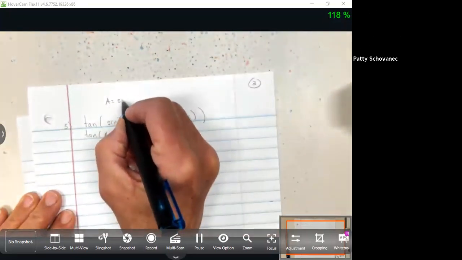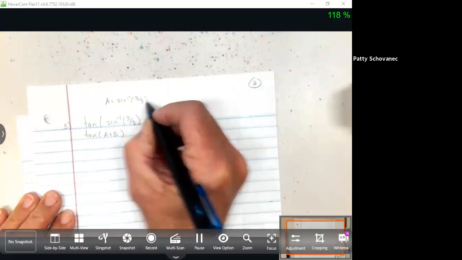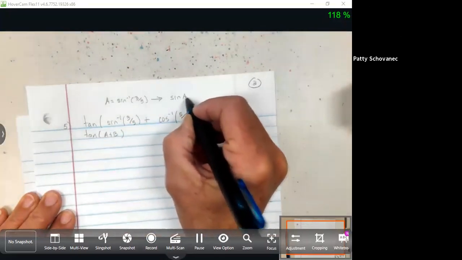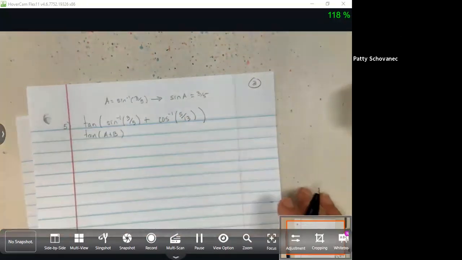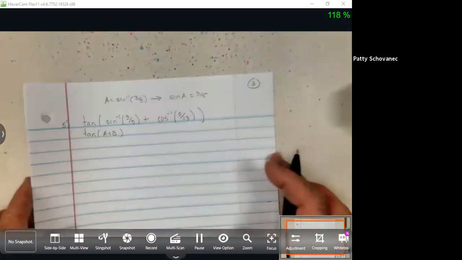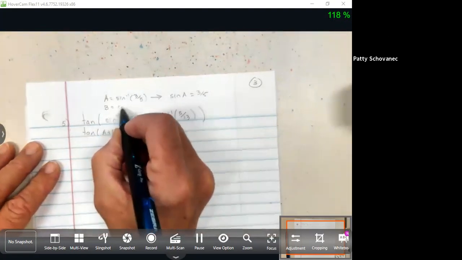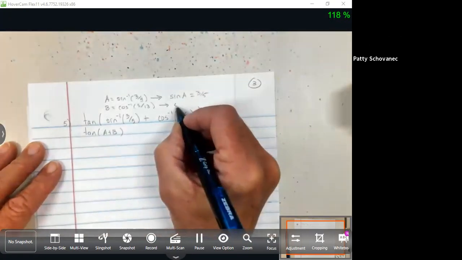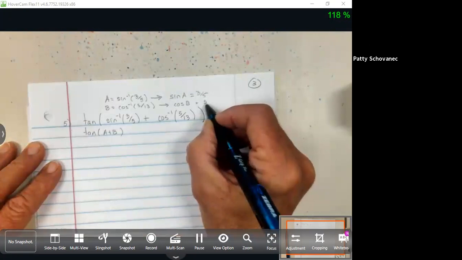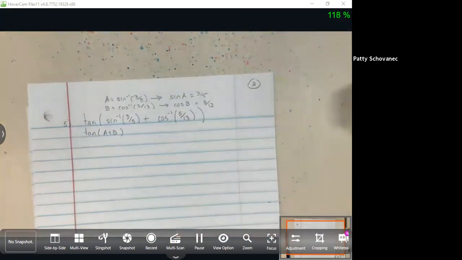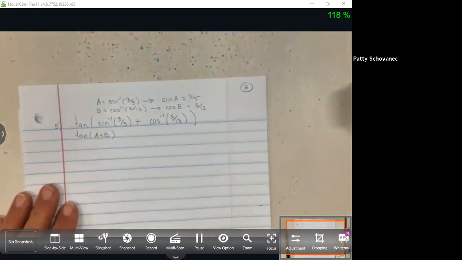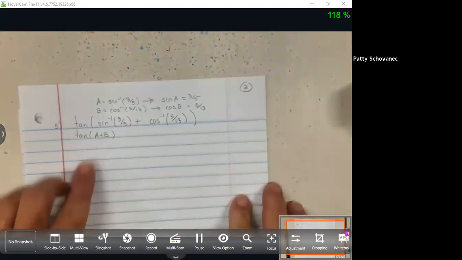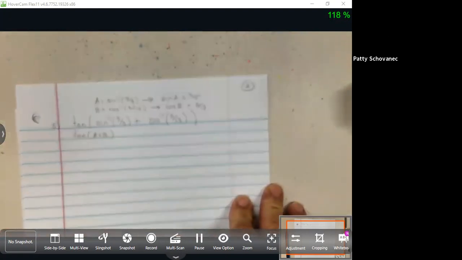I'm going to take A to be the inverse sine of 3/5, which means the sine of A is 3/5. I'm going to take B to be the inverse cosine of 5/13, which means the cosine of angle B gives me 5/13. Those are all positive numbers, so both of these have to be in quadrant 1. I'm going to draw those 2 triangles because I'm going to need to find the tangent of them. I'll need the other sides.